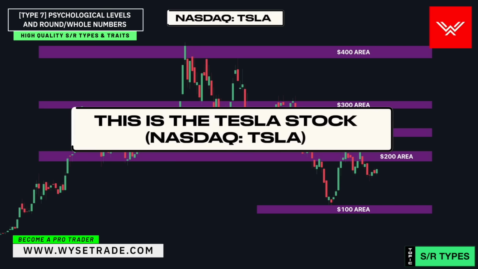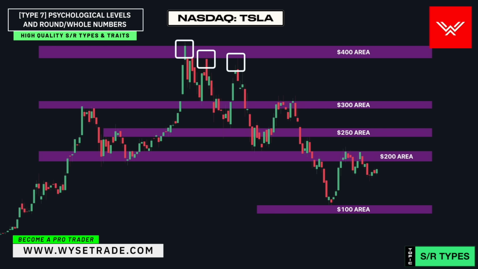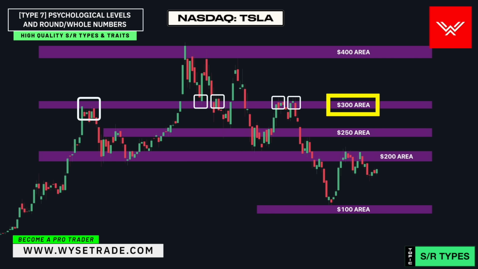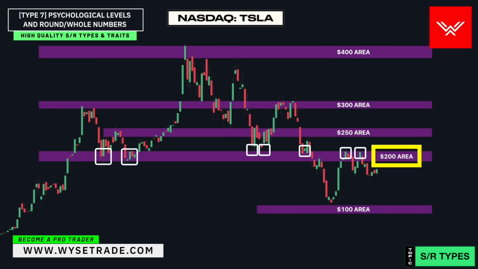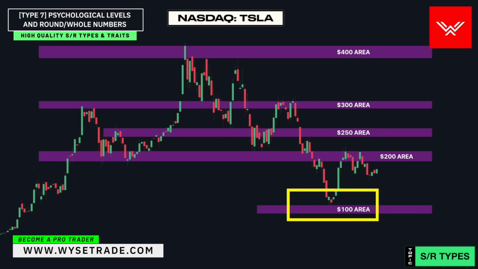This is the Tesla stock. Notice how price reacted and bounced from the $400 psychological area. Notice again how price reacted and bounced from the $300 psychological area. Bounces and reversals off the $250 psychological area. Bounces and reversals off the $200 psychological area. And a reversal off the $100 psychological area.